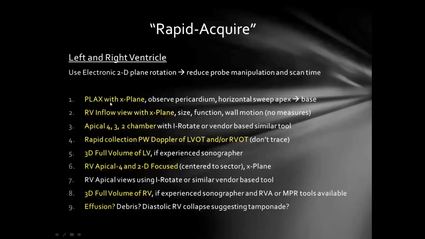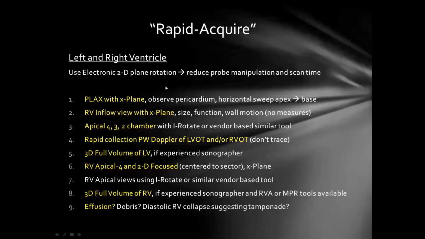So you could start with a parasternal long axis, a view with a ventricle, turn on your X-plane. You're just going to observe the pericardium as we saw in some of those earlier pictures. Just what does it look like? Is there an effusion? And then just sweep your X-plane from the apex to the base. That'd be left to right on the screen. And then you'll have a number of images of long axis and all the short axis images as you scan across from the apex to the mitral valve. Very easy, extremely fast to perform.